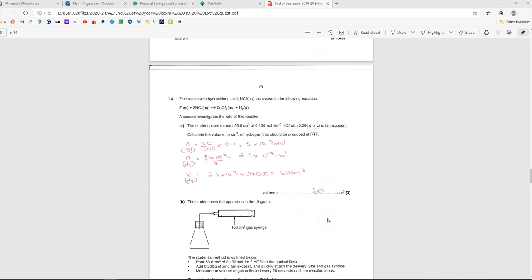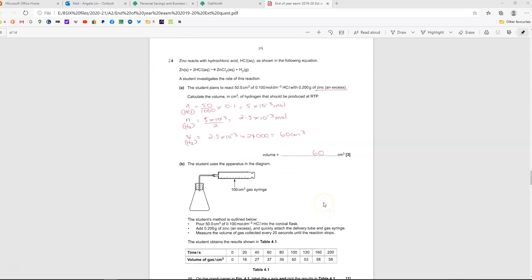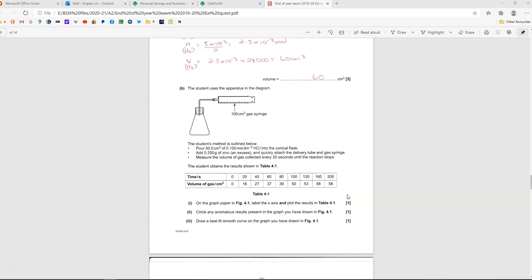Okay, we've been given some information on a reaction of zinc with hydrochloric acid, and just asked to calculate the volume that you should produce if you're given these quantities. So you just work out moles and then volume. Okay, so knowing those mole equations is important.